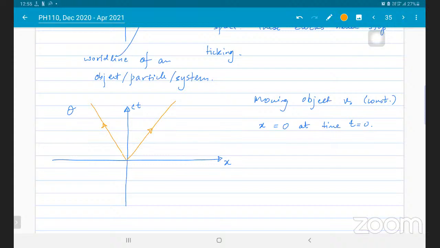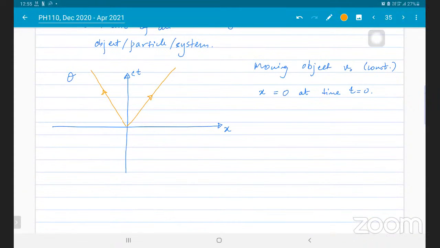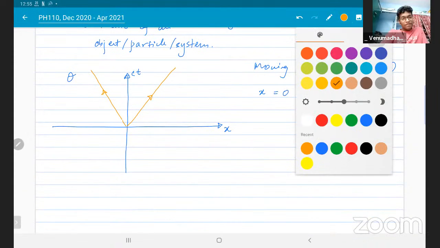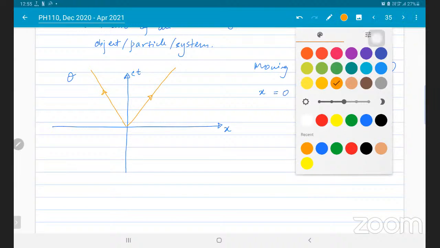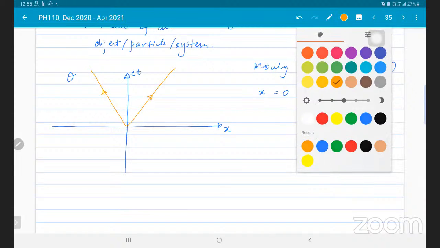This is the thing. When you actually talk about antiparticles, for instance, it turns out that antiparticles are best thought of as particles moving backwards in time. But don't worry about all of that just now. Okay. Now, what will be the slope of this line?